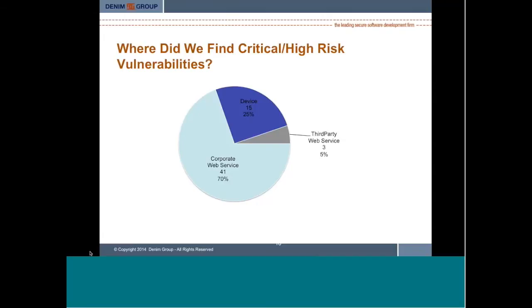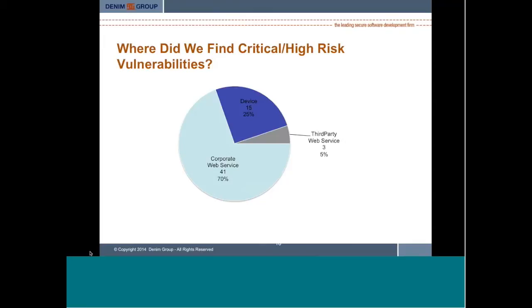of those vulnerabilities were found in the corporate web services, 25% found on the device, and 5% found on the third-party web service. And so if your assessment or assurance routine, again, is only looking at code on the device, you're missing 3/4 of the critical and high risk, or you run the risk of missing 3/4 of the critical and high risk vulnerabilities. And so that's really what goes back to the theme of don't cheat yourself.